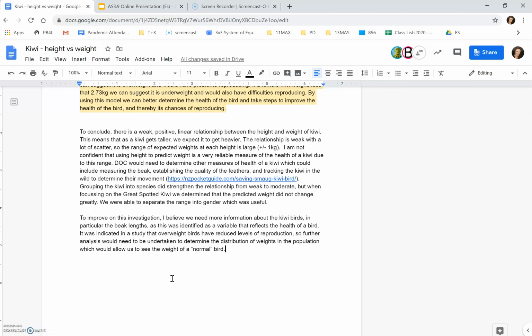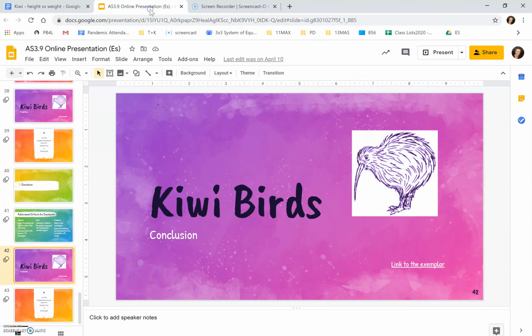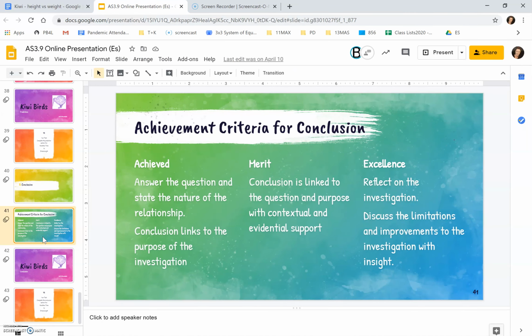I thought that looking at beak lengths would be a good idea and seeing if there's a relationship going on there, as my research indicated that this is a variable that affects the health of a bird. So if we go back to the requirements, you can see that I did reflect on the investigation and I discussed the limitations to it and any improvements to the investigation with insight. All backed up with my research that I made.